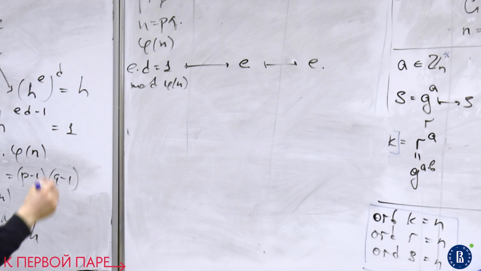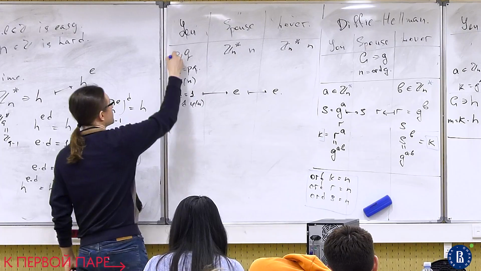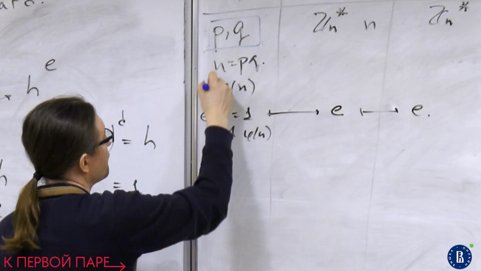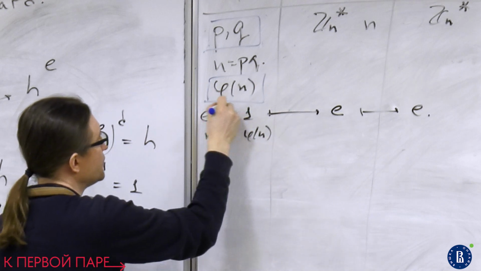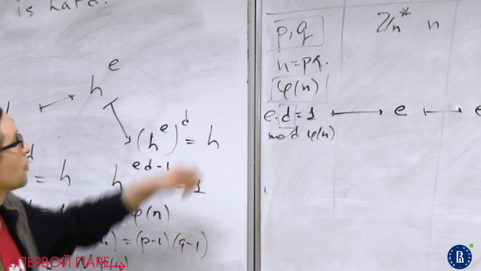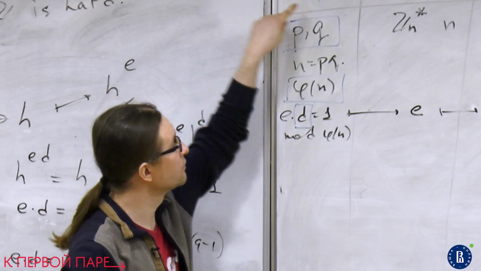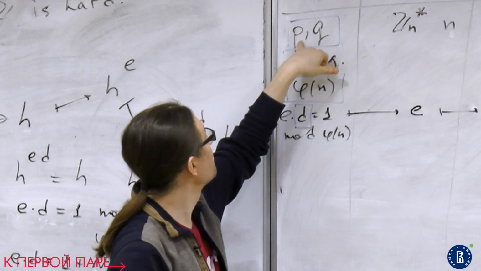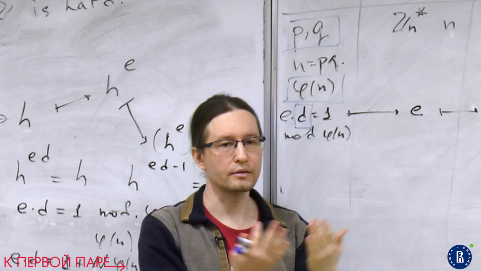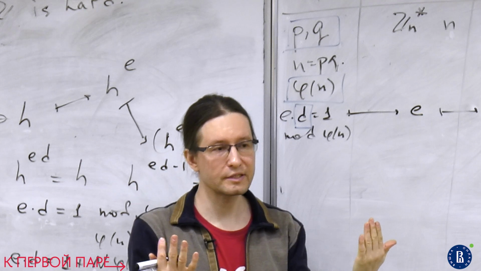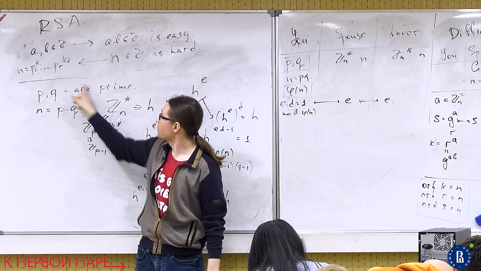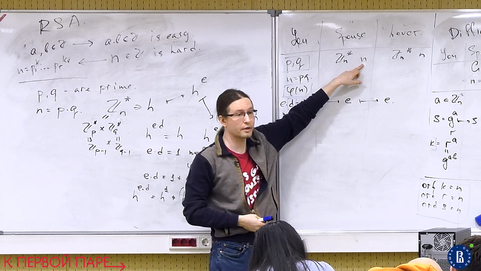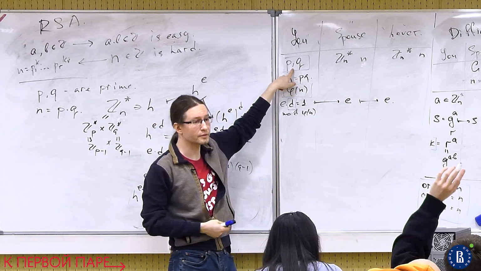So let me show you the secret information. The secret information is here, P and Q. No one knows this element, phi of n, and the element D. So why are P and Q secret? Because if you know the element n, in order to recover P and Q, you have to split n into factors. But this is a hard task. We have chosen P and Q in such a way that it's hard to factor n. So it's impossible to know these numbers.